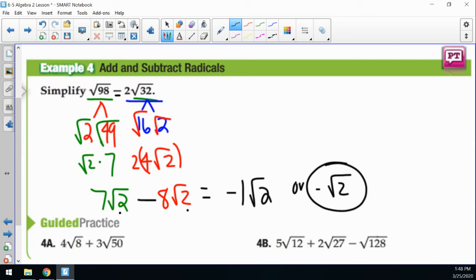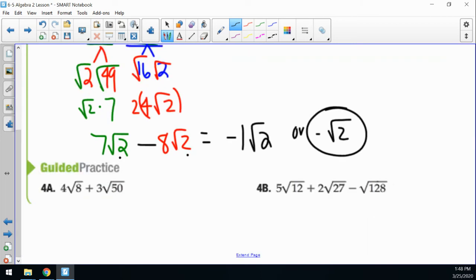All right, so here's a couple guided practice problems that you can try. In fact, why don't we try letter A together right here, and you can try letter B when it comes time for your video. So 8, I can break that down into 4 times 2, right? Well, the square root of 4 is 2, and the square root of 2 is square root of 2, and I multiply that by 4, right?